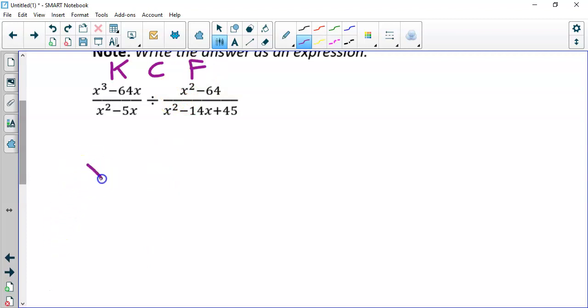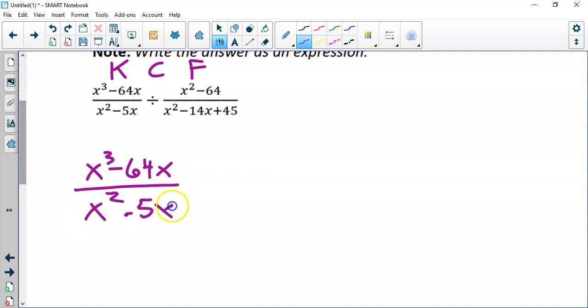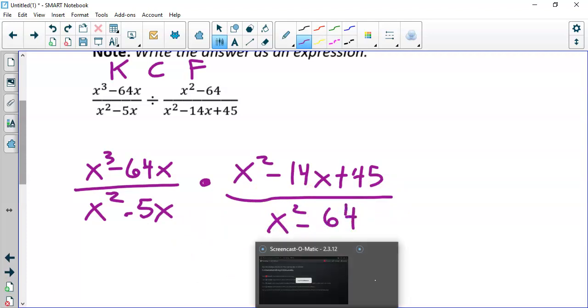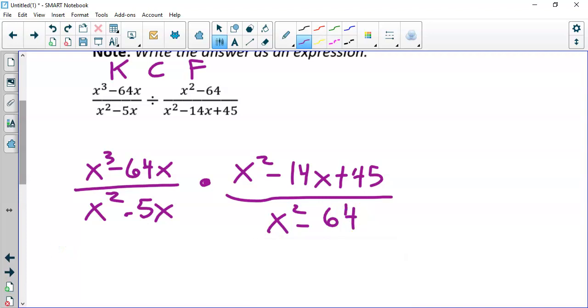So we're going to keep this first. We're going to change division to multiplication, and then we're going to flip the second fraction. And what do you have to do now? Factor. So you got a lot of factoring right here. All 4 positions factor. Both numerators, both denominators. Give you a moment to process.